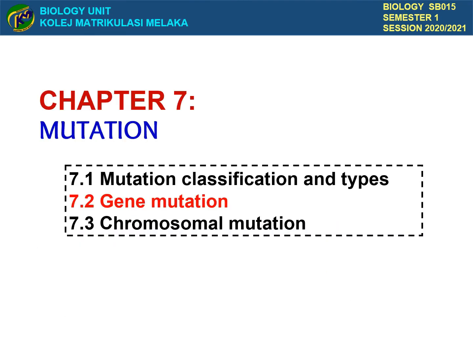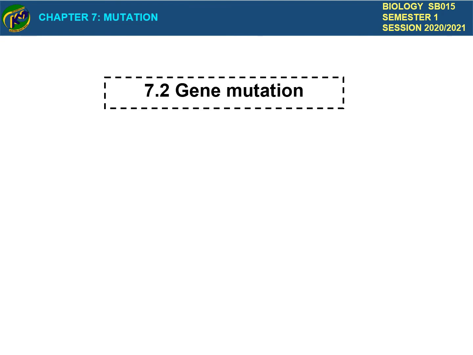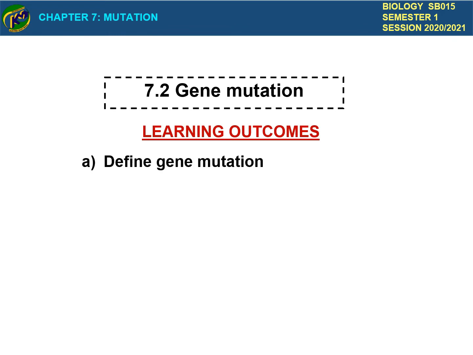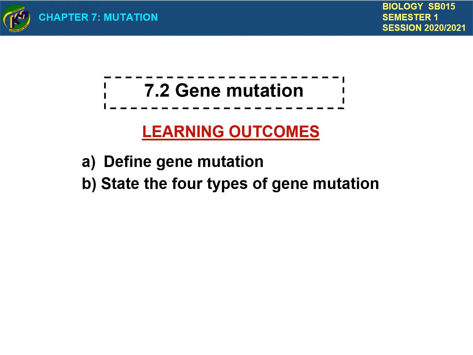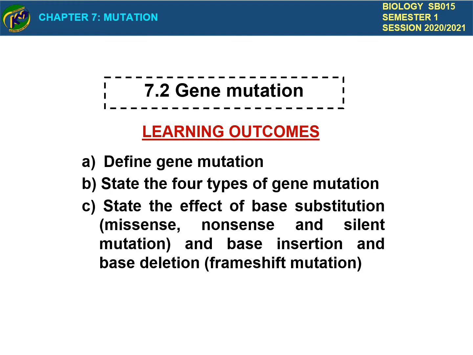Now, let's proceed to subtopic 7.2, which is gene mutation. Subtopic 7.2 is about gene mutation. The learning outcomes are: define gene mutation, state the 4 types of gene mutation, and state the effect of base substitution, which leads to missense, nonsense, and silent mutation, and the effect of base insertion and base deletion, which lead to the frameshift mutation.